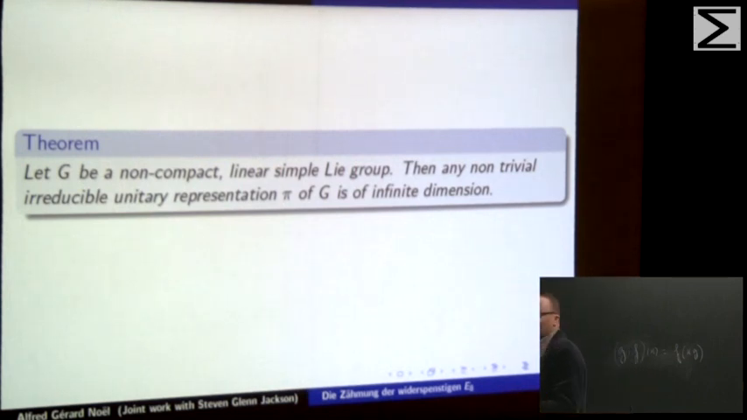But in order to tell you that, I have to tell you something about unitary representation. And in this case, as you can see, this theorem tells you that the representations that we are going to be interested in are all going to be infinite dimensional. So in some sense, you have to be working on Hilbert spaces and things like that. You no longer have this kind of finite matrix type of theory.